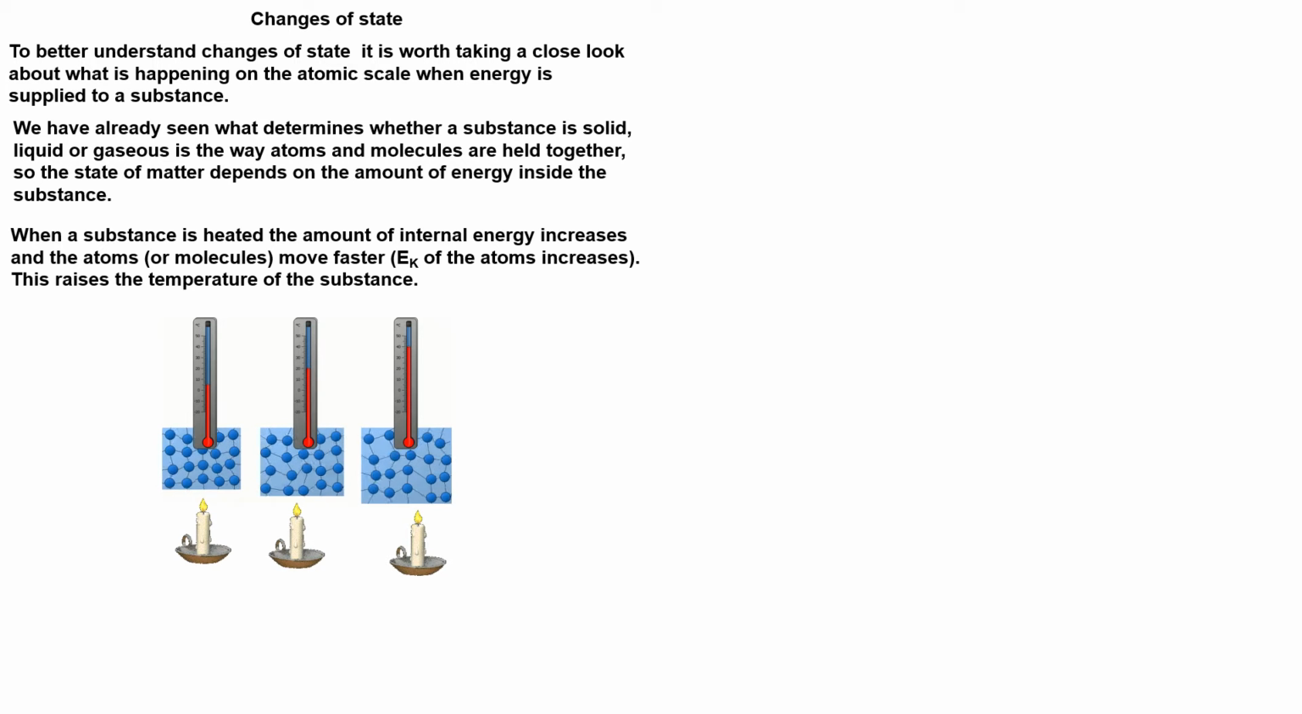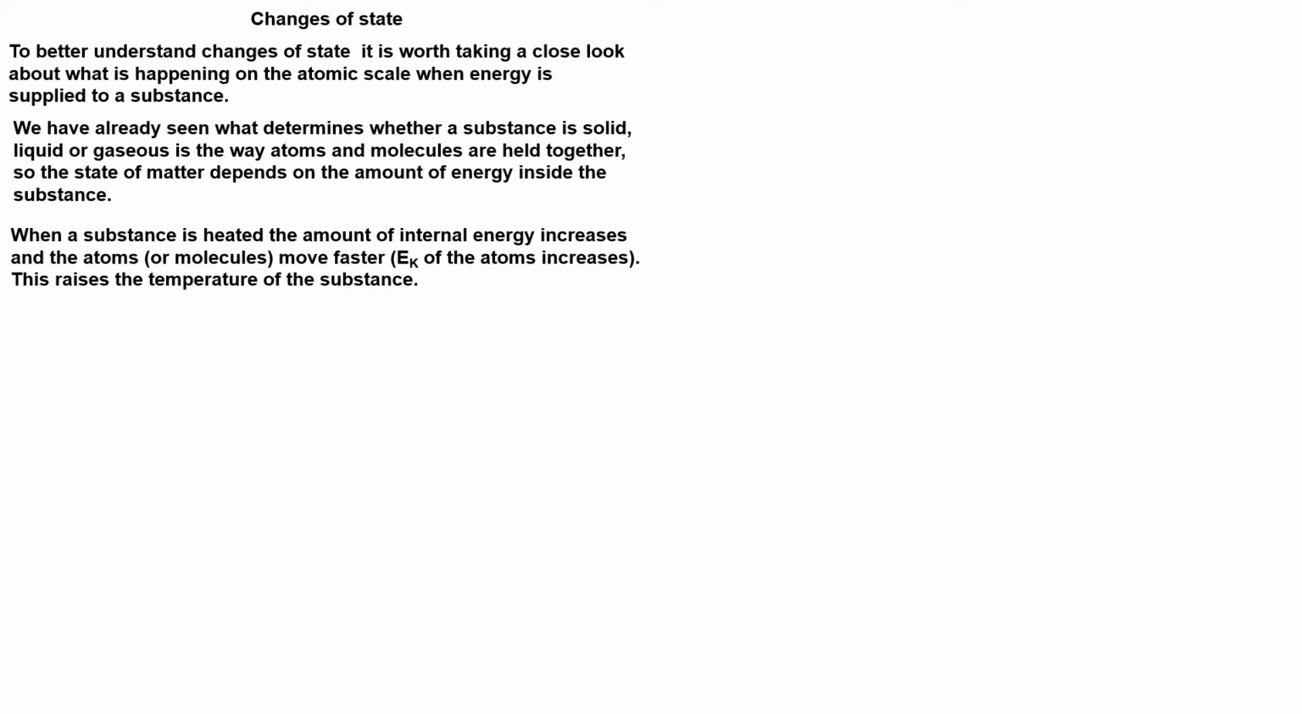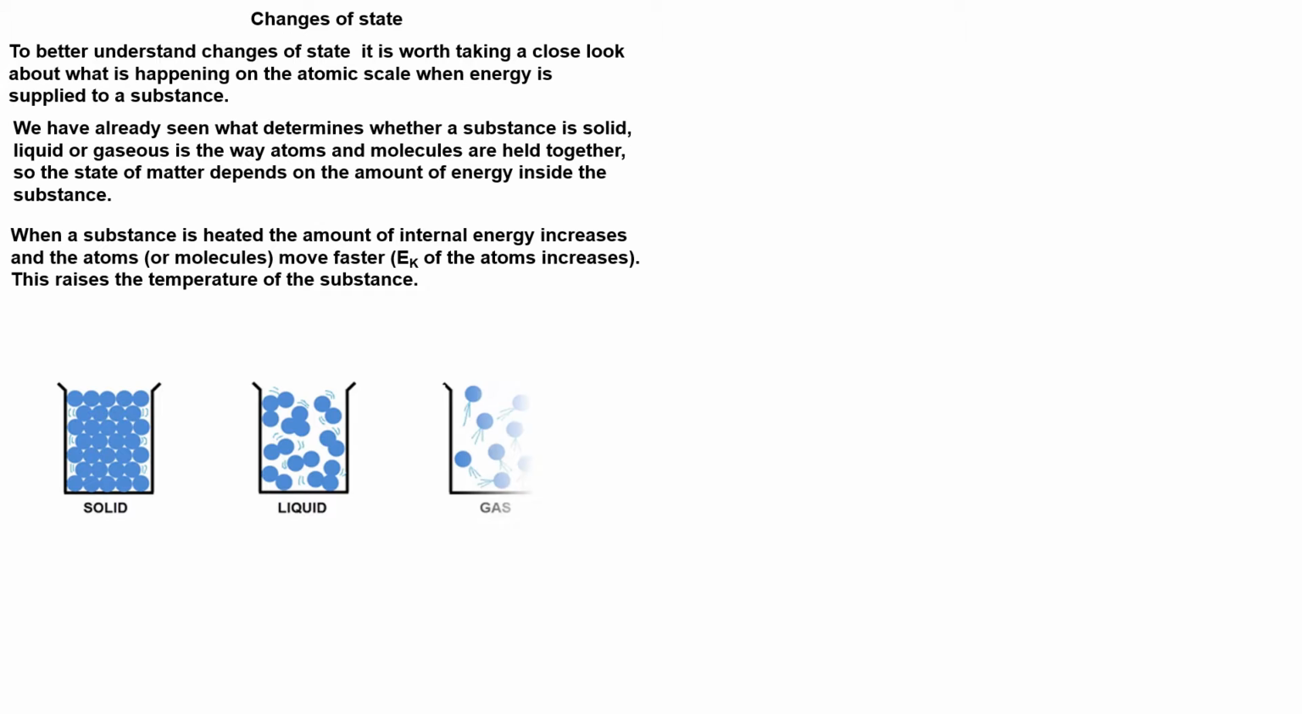Now let's see how changes of state work. Transferring energy to or from a substance can change its state. Heating a substance in the solid state will cause it to melt. Melting occurs when a solid substance turns to a liquid. Continued heating will cause the substance to evaporate or boil. It occurs when a liquid turns to a gas.